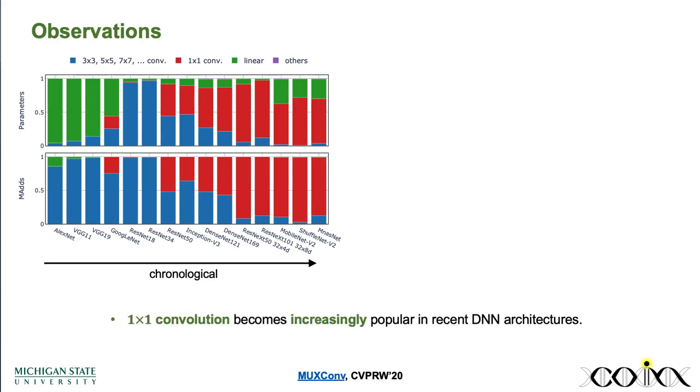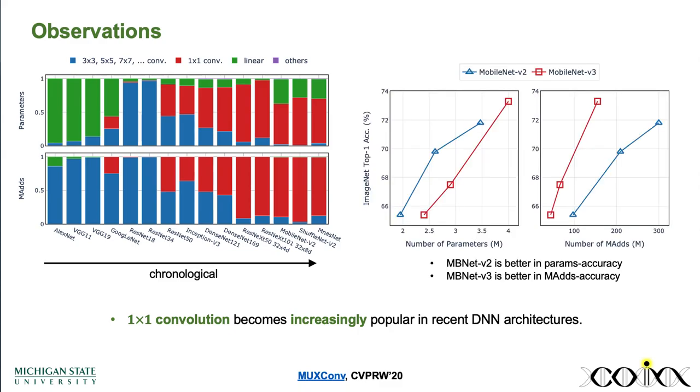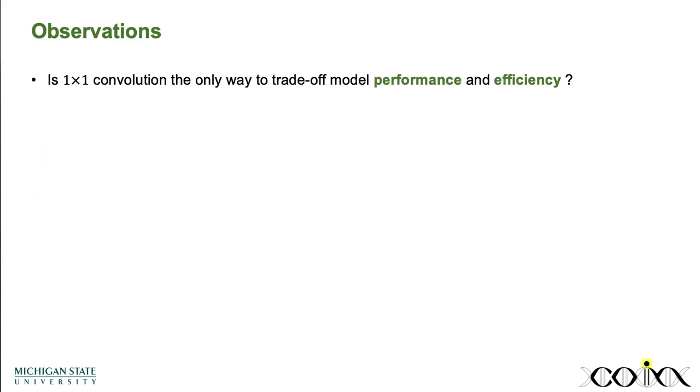Also, when we look at different metrics that potentially quantify the complexity of network models, for example, number of parameters or flops, we notice that a trade-off exists among these metrics, meaning that being efficient in one of them doesn't necessarily lead to being efficient in another. These observations make us think, first, is one-by-one convolution the ultimate way to trade off model performance and efficiency?